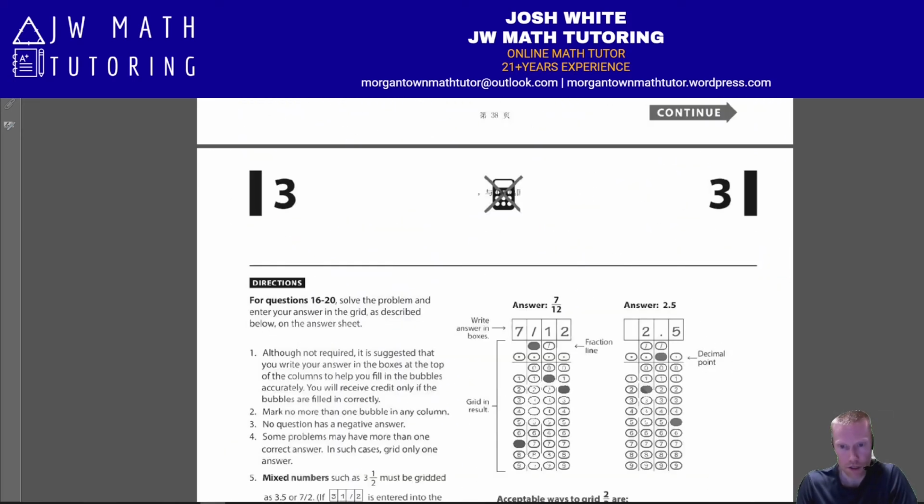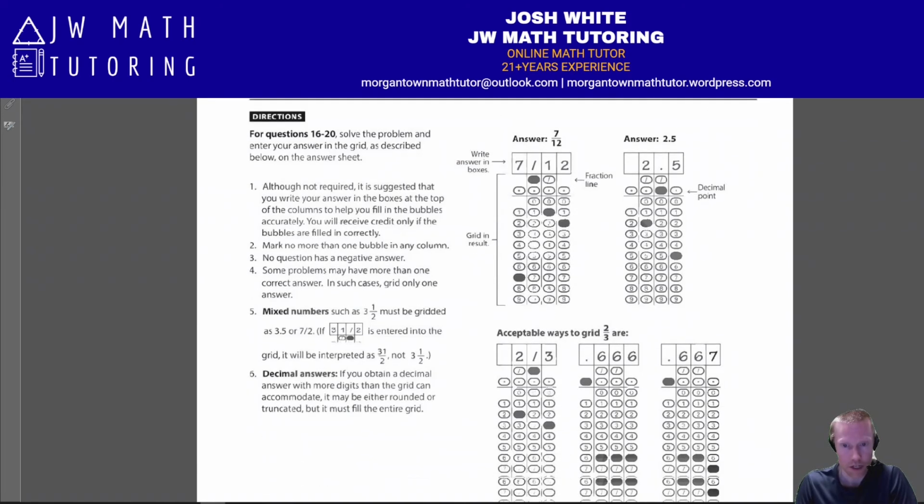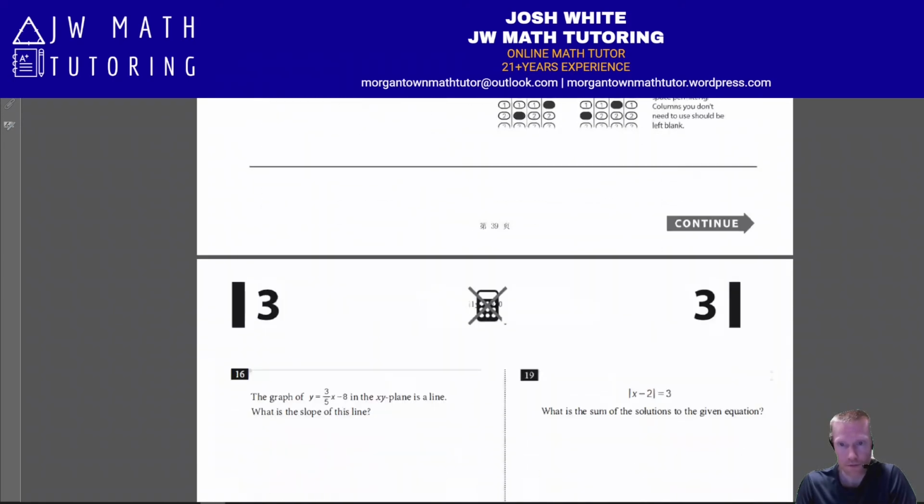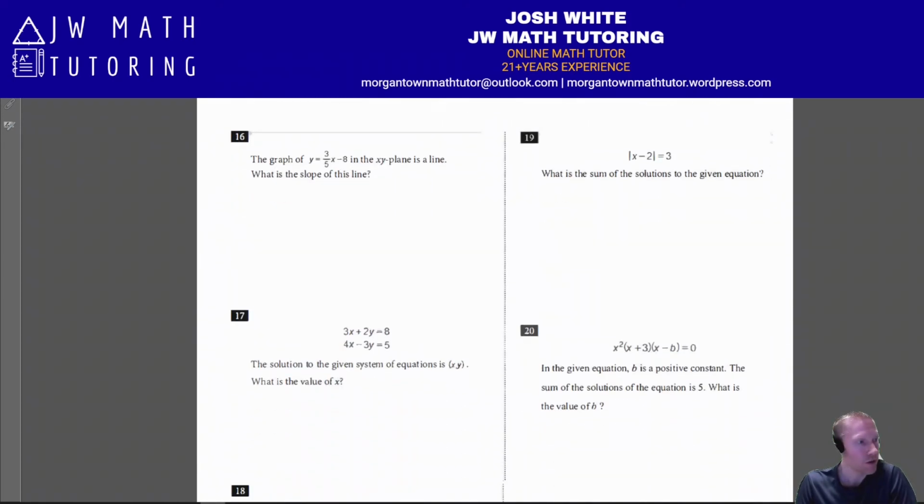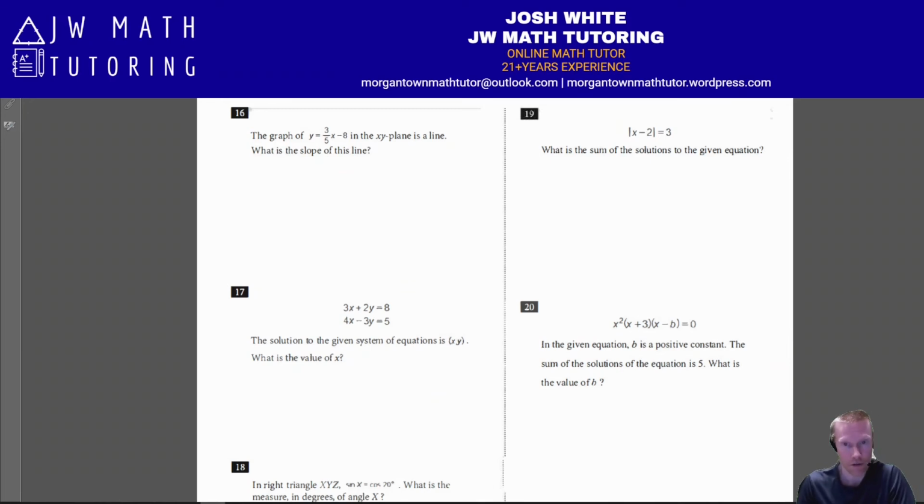Now we start looking at basically the grid-in problems. So starting with number 16, this is a very, very basic, simple problem because this line's already in slope-intercept form. So hopefully you recognize the slope is just going to be right here. y equals mx plus b. m is just 3/5. So you could grid it in as 3, division sign, 5, or you could also do a decimal point and then a 6 after it. So either of those would be acceptable.